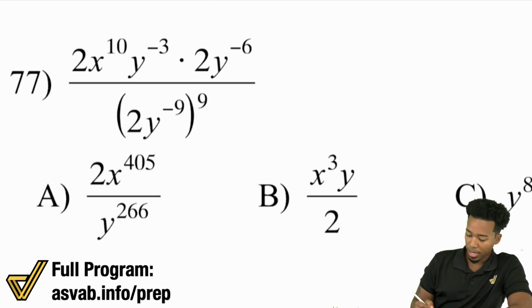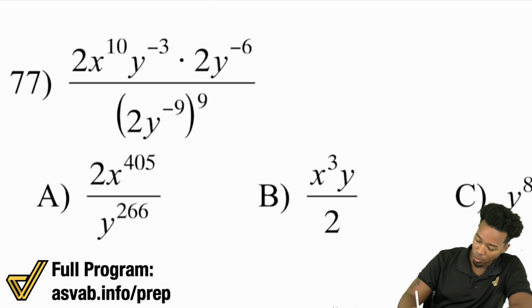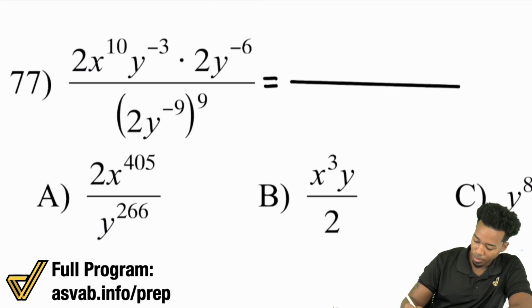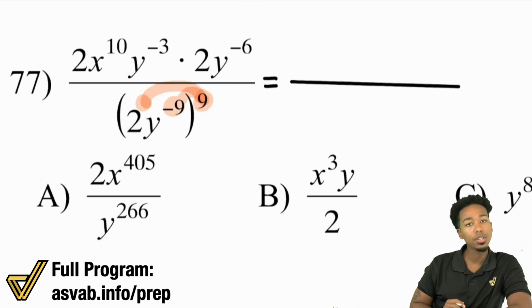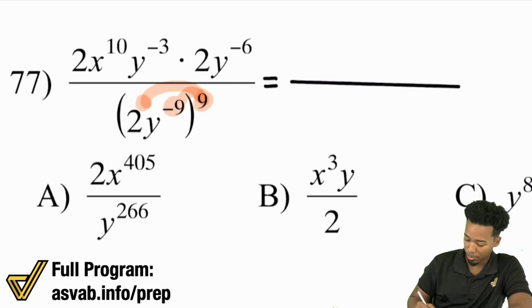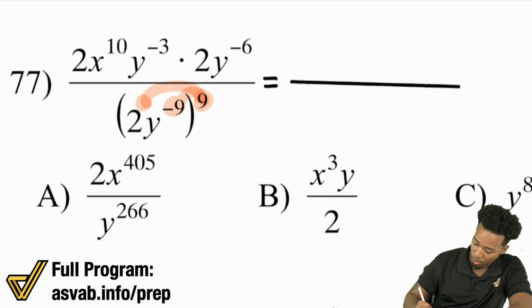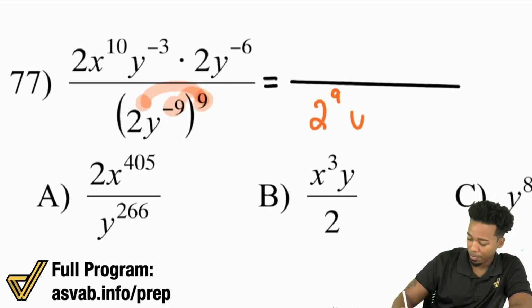So first of all, let me go ahead and take care of business with that parentheses, and then take care of any negatives that I might see also. What's going to happen is that 9 is going to distribute its exponent to the other exponents. So what happens, my math party people, is that we're going to have ourselves 2 to the power of 9, and then y to the power of negative 9 times 9, which is negative 81.